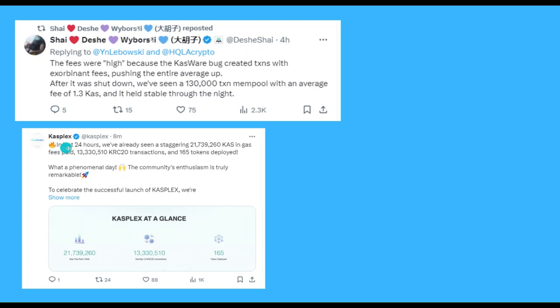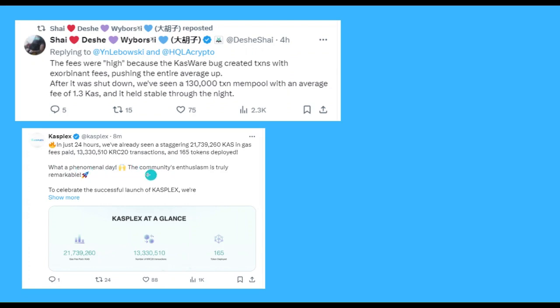And then Kasplex shared after and just said, in just 24 hours, we've seen a staggering 22 million KAS in gas fees paid. Now, I mean, you've got to look at that in two ways. Is it a good thing to see all those fees paid? I mean, some people would say no, but miners are earning money out of that. That's interesting. Definitely showing that the network's working. We saw that there was 13.5 million transactions and 165 tokens deployed.